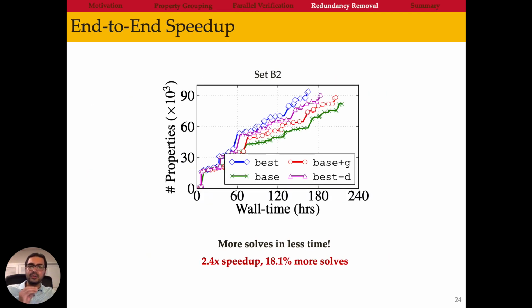The ability to optimally distribute work across the parallel processes enables the best portfolio to offer significant end-to-end verification speedups. In contrast to the base plus G portfolio, which represents a state-of-the-art portfolio with grouping, the best portfolio achieves a median 2.4x speedup, and it successfully solves 18.1% more properties compared to base plus G.